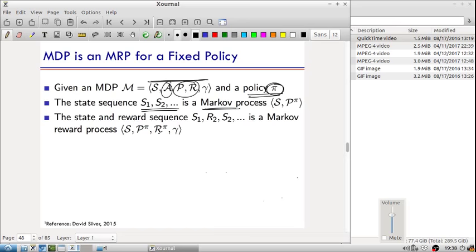And if you fix the policy, you will get rewards as well, because the reward is not in your control, so essentially you also come back to a Markov reward process. So fixing a policy, state transitions happen like a Markov chain, and reward numbers come like a Markov reward process. That's all.